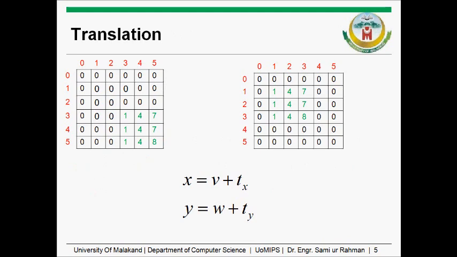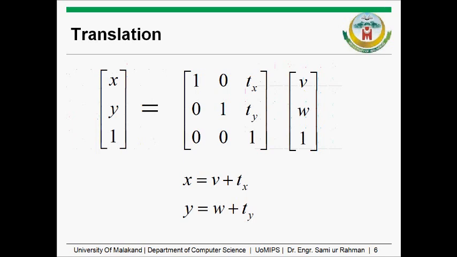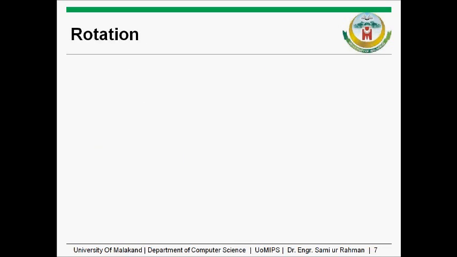Then you saw this formula for translation, and then we defined a translation matrix, where for the sake of simplicity you can consider this matrix and multiply it with each point. Okay, and then you will get a translated image. Now the next important transformation is rotation.